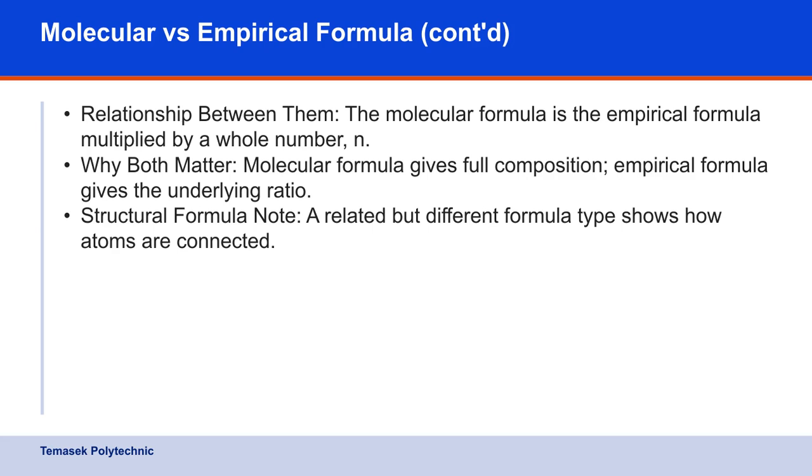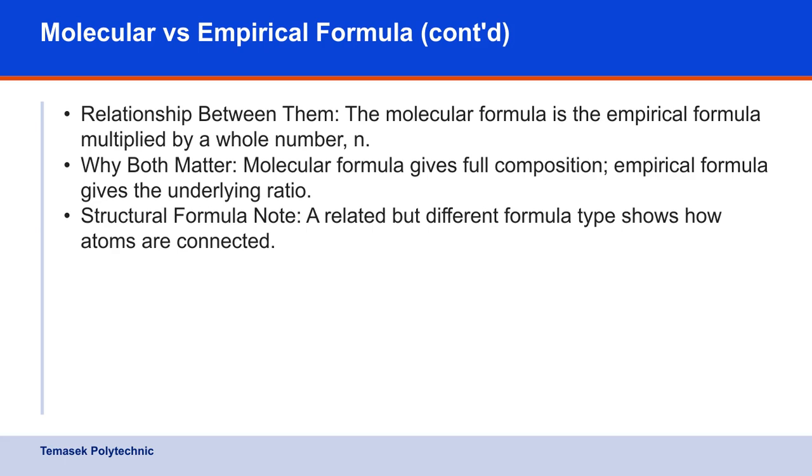Why does this matter in engineering? The molecular formula tells you the exact atomic composition, which you need for calculating molar masses and reaction quantities. The empirical formula reveals the simplest underlying ratio, which is critical when analyzing unknown compounds experimentally. You often get the empirical formula first from combustion analysis, then work backwards to find the molecular formula.